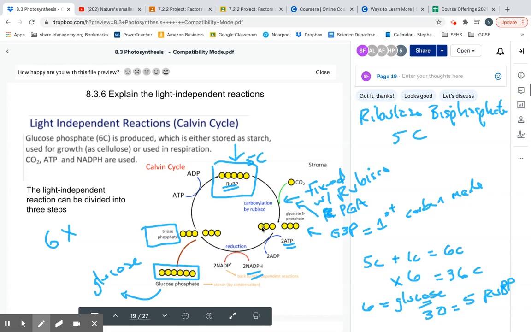Again, just to summarize real quick, the first molecule we make is G3P. Then that G3P will be converted to triose phosphate. In our 6 different cycles, one of them will be used to make the glucose, and the other 5 cycles will be used to generate 5 more 5-carbon RUBPs.